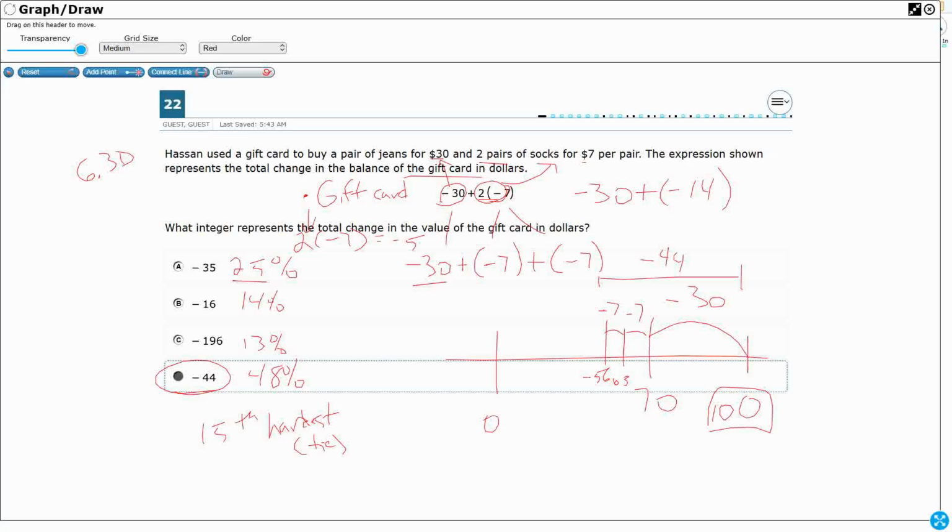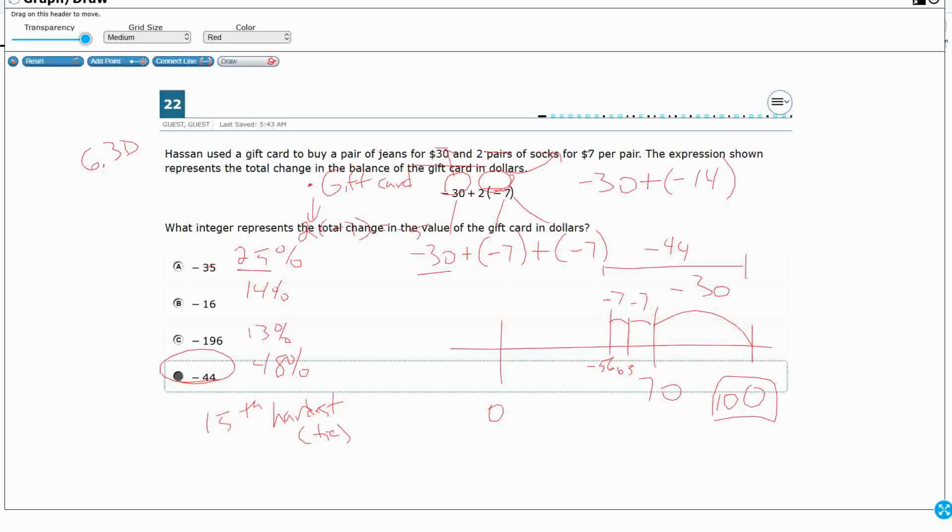So they thought it was just the 2 plus -7, which would make -5, and then you do -30 plus -5, you get your -35. So that's just recognizing multiplication. That has nothing to do with positive or negative integers. And this 14% here, -16, this would be if -30 was plus 14. For some reason, they thought that 2 times -7 ended up as a positive 14. All right, so we're going to move on here to our next item.